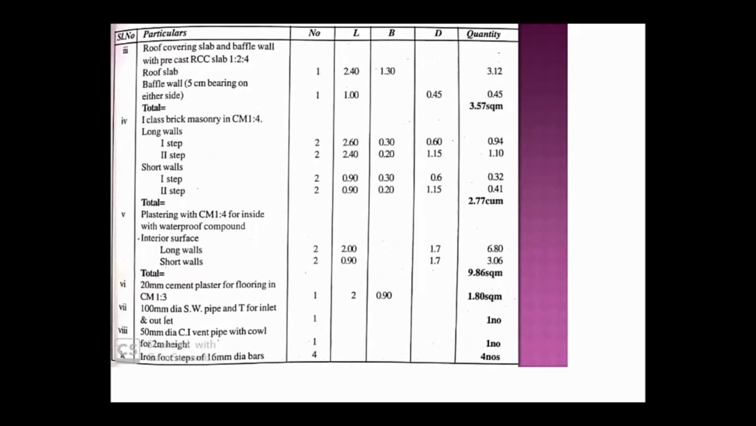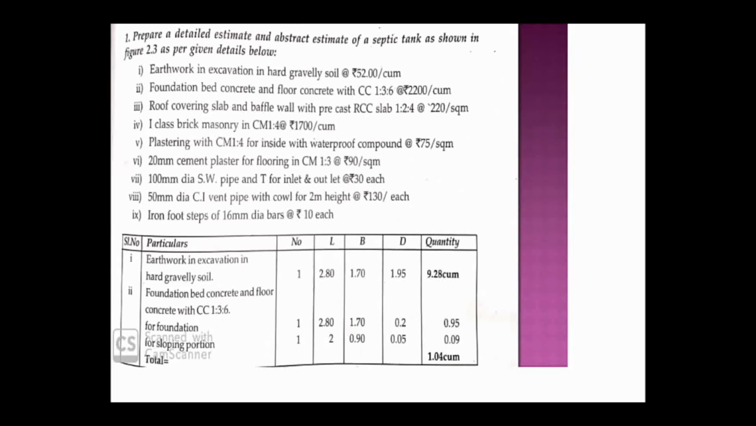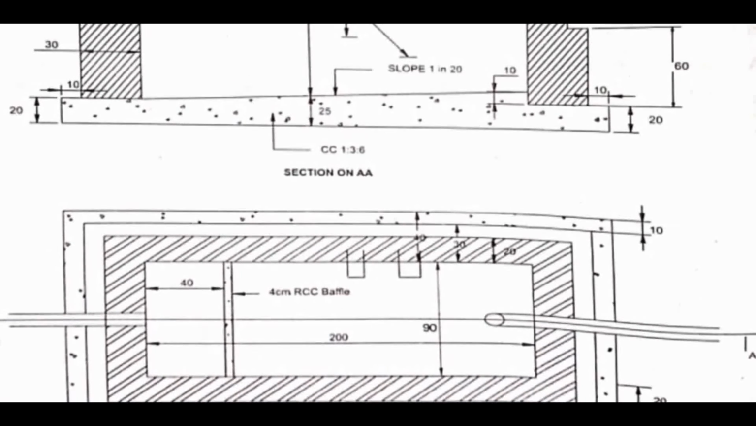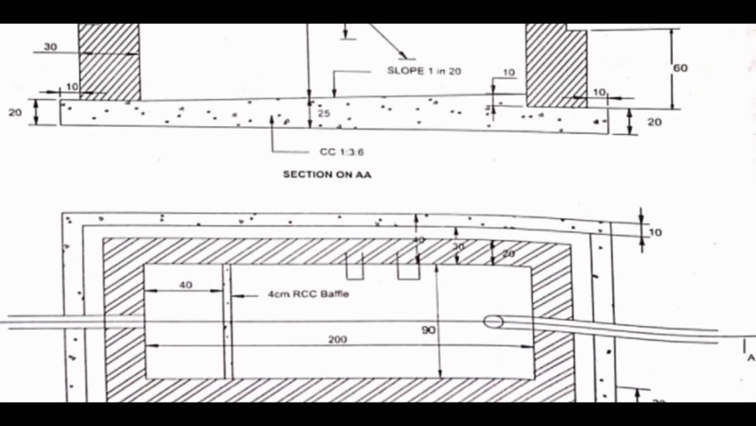Okay, and then 20 centimeter cement plaster for flooring in CM 1:3. Flooring also we have to do, right? So for flooring, what I have to consider, here you can see, is only the inside to inside portion that I have to do the flooring. Here you can see 290, in this area only you have to consider the flooring. If it is a rectangle, the area of a rectangle is how much? 200 into 90. That is your portion of flooring.